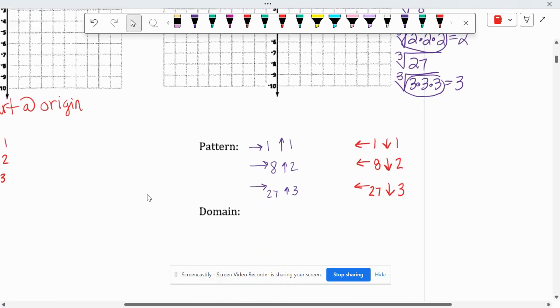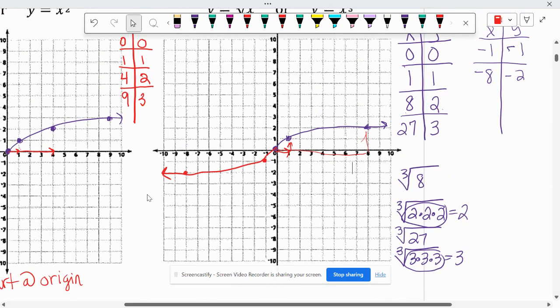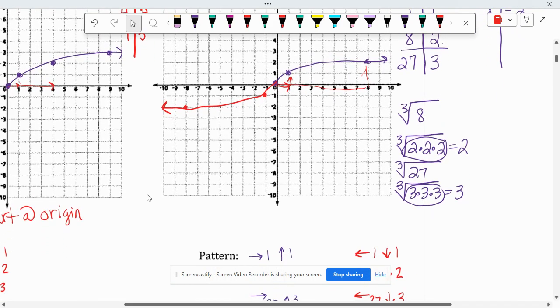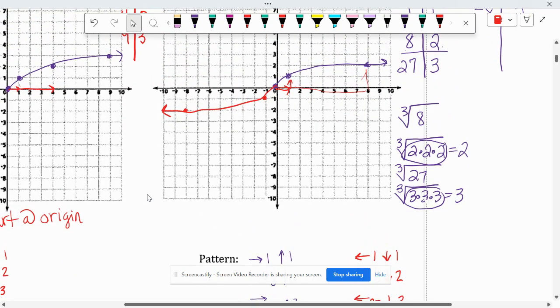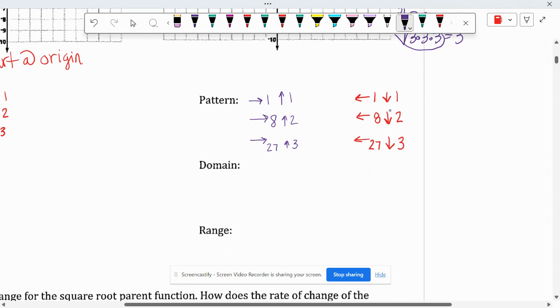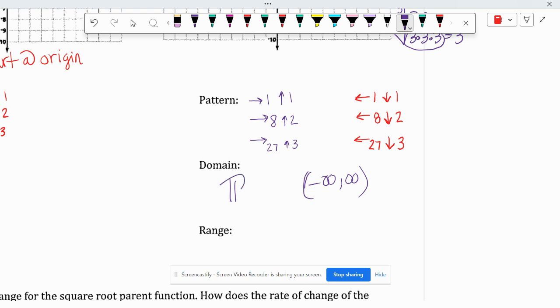Okay? So let's talk about the domain. What are all the possible x values? Am I using all positive and all negative numbers? I mean, this is all positive numbers. This is all negative numbers. Am I not using all of them? I am. So that's all real numbers. So the domain is all real numbers, or we write it as negative infinity, comma, positive infinity, right? That's how we show all real numbers.